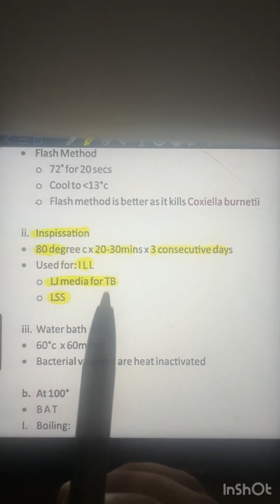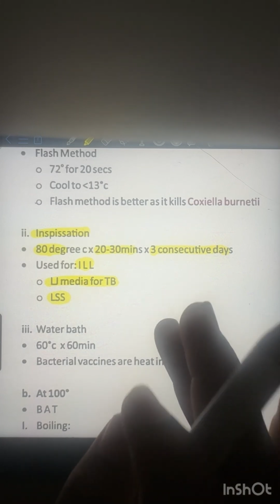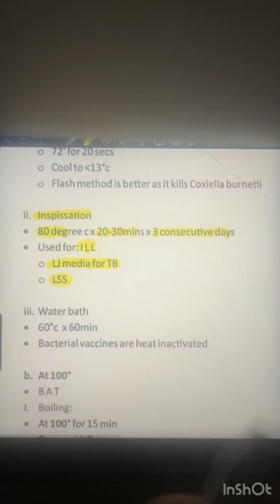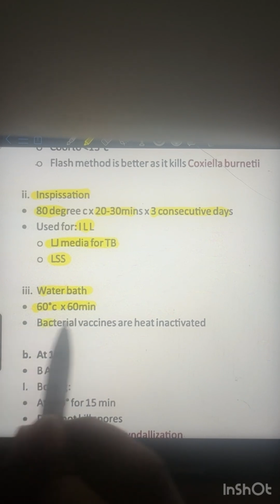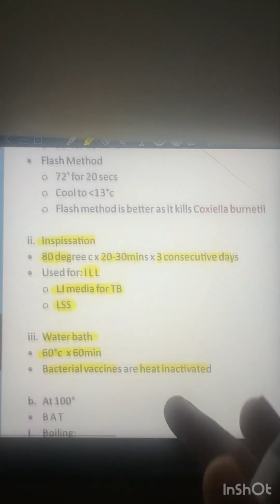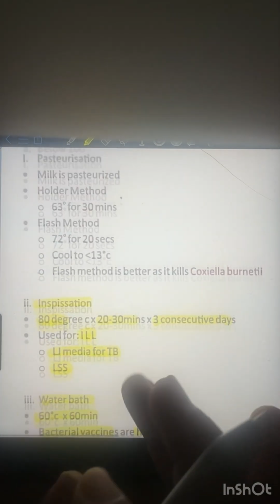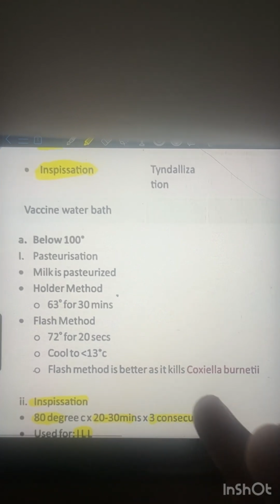There's actually another thing that comes in below 100, and that is going to be a water bath. So please remember, water bath is something where I have learned 60-60, or you can simply learn 60 degrees centigrade for 60 minutes. In very simple terms, it has to be below 100, and for 1 hour. So what do we keep in a water bath for 1 hour? That is going to be the vaccines. Vaccines are usually kept in a water bath.